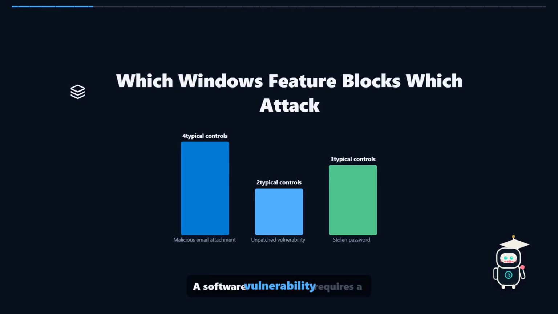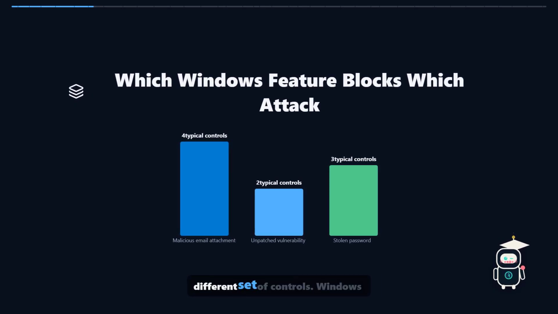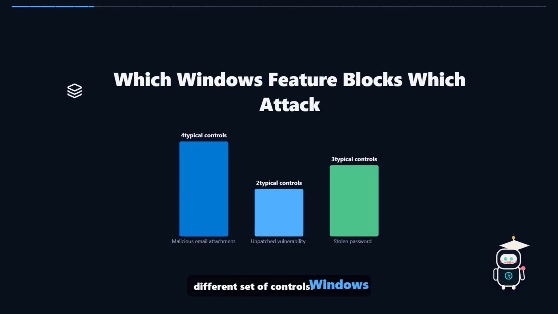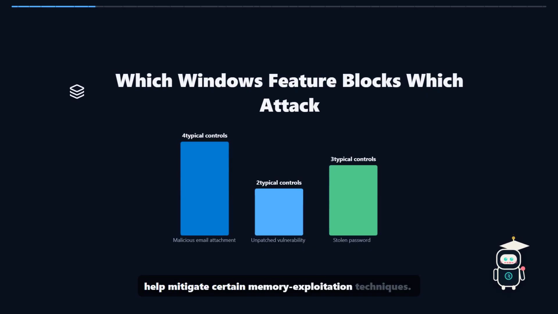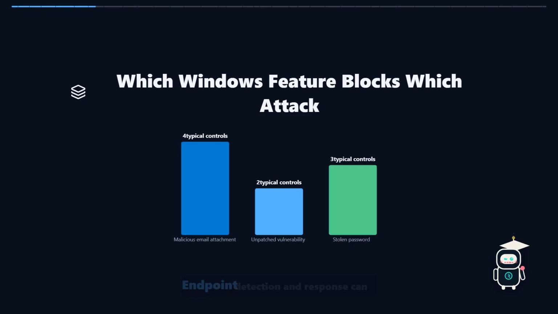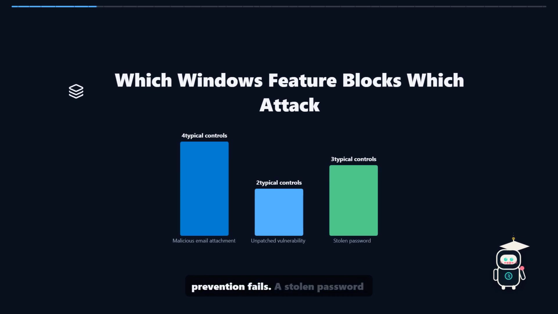A software vulnerability requires a different set of controls. Windows Update and vendor updates reduce known weaknesses. Exploit protection can help mitigate certain memory exploitation techniques. Endpoint detection and response can help identify suspicious behavior if prevention fails.